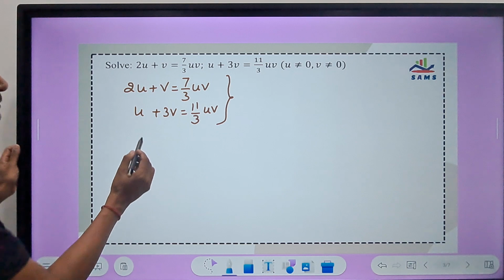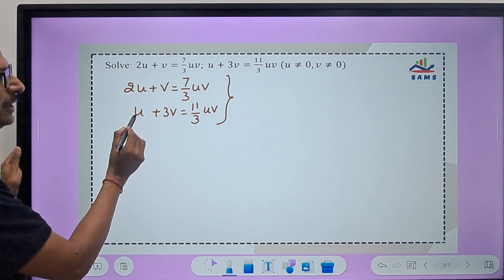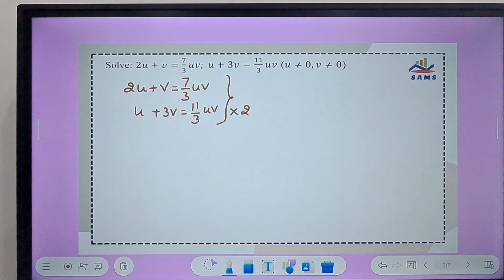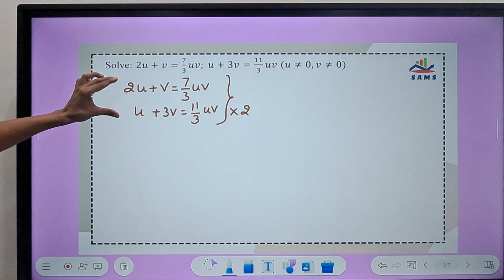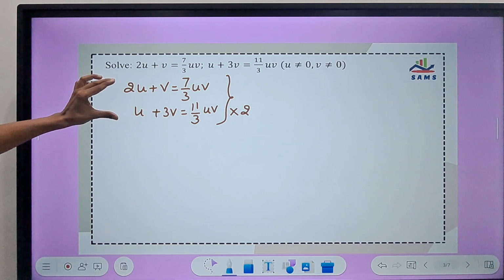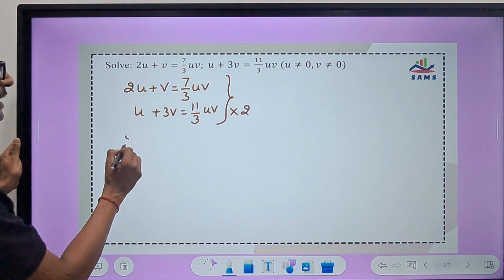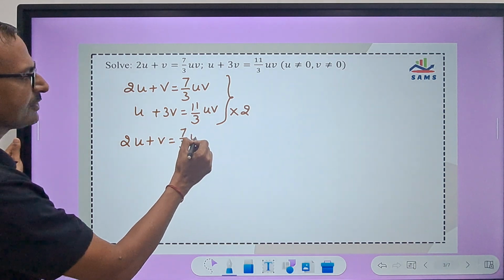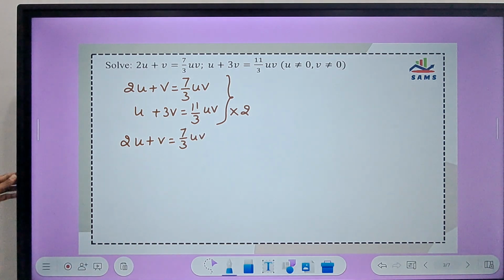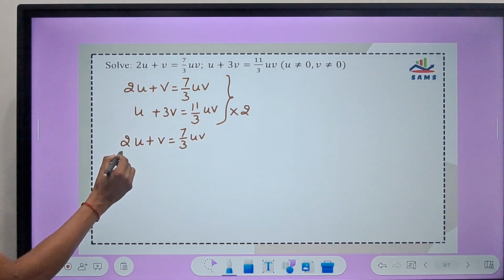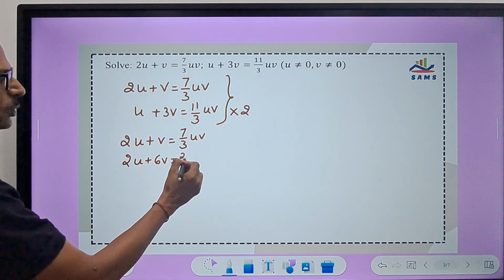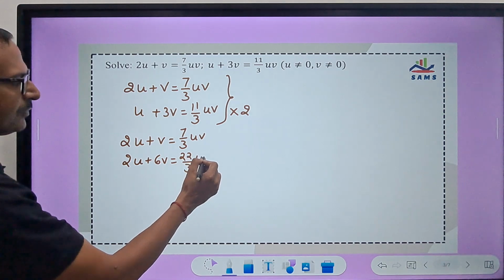That is one way of doing it, and the other way is going for the elimination by equating coefficients directly. How do you do that? Here you have 2u and here you have u. So if you multiply the second equation by 2, you will directly convert it into the equations having the same coefficient. So let's do it directly. 2u plus v equals 7/3 of uv, that is the first equation, and the second equation, multiply this by 2, so you get 2u plus 6v equals 22/3 uv.